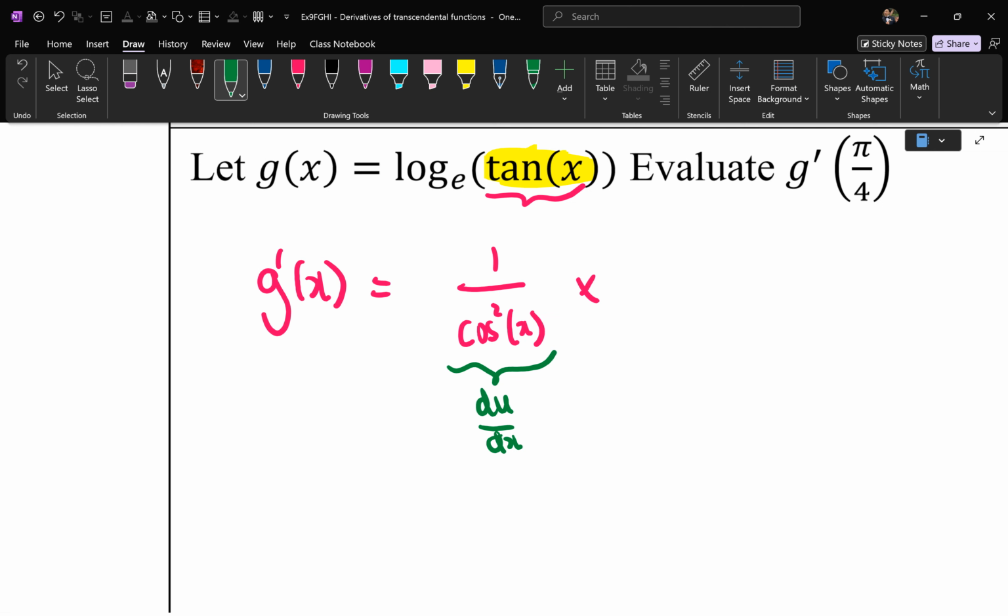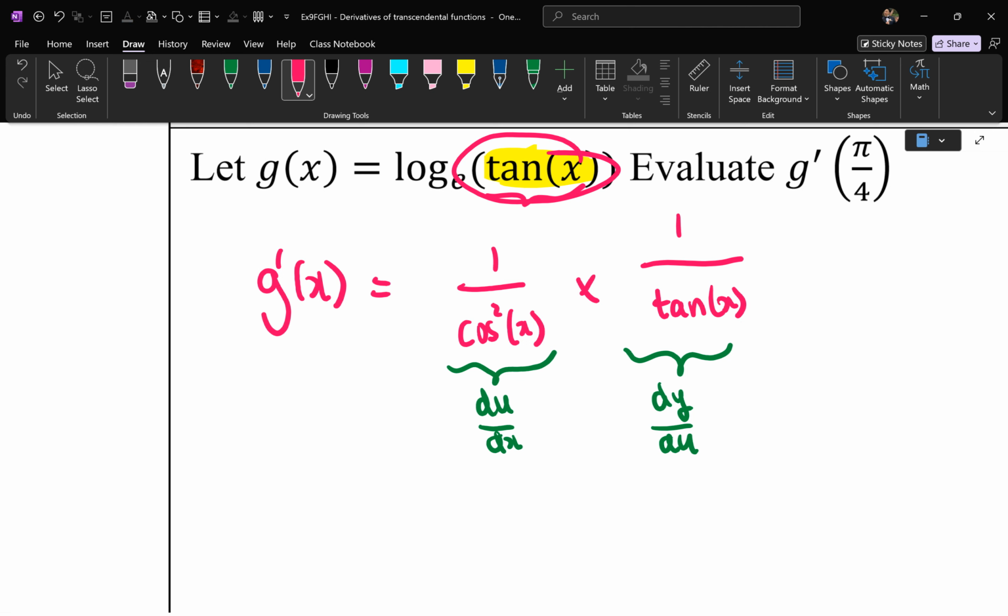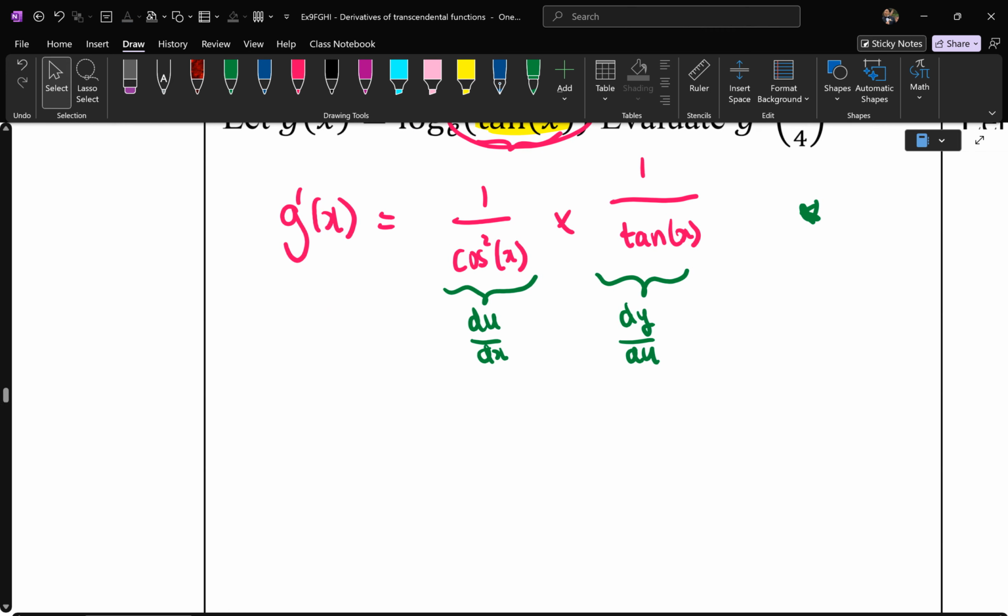That's what this is, times delta y delta u. You have to pretend as if tan x doesn't exist there. You had log e of something. What's the derivative of log e of something? Well, we know from the rules it was 1 over whatever that something is. Well, that something is tan of x, so it should be 1 over tan of x. Can I get a show of hands who got at least the first step there? Good. You can simplify that if you want.